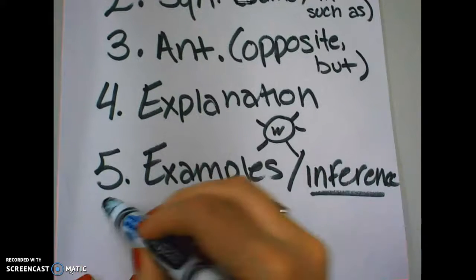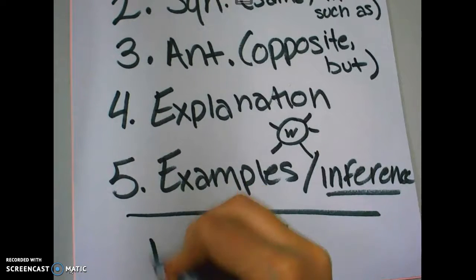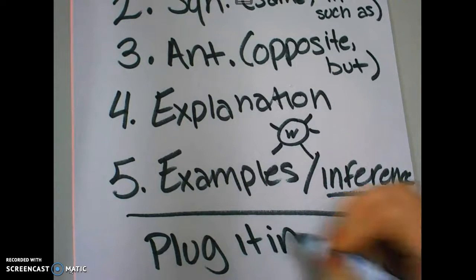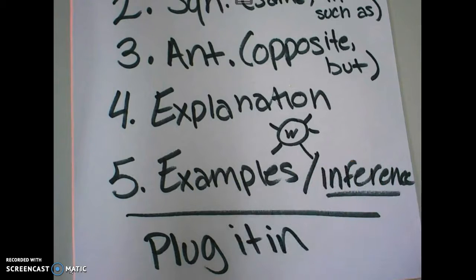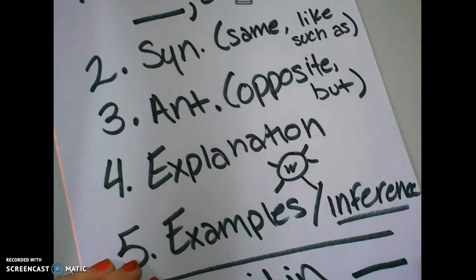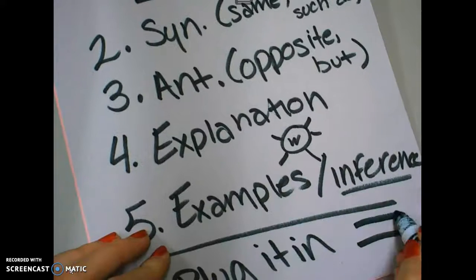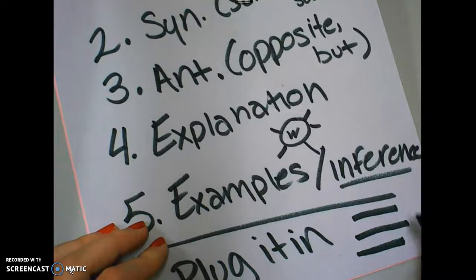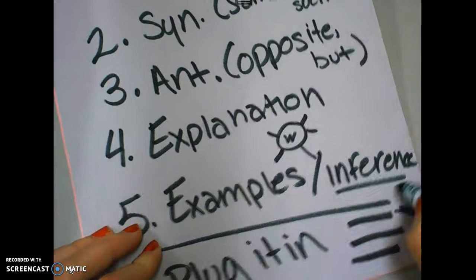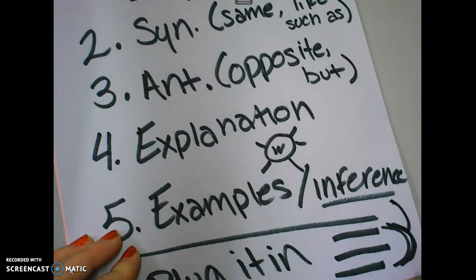Now on the tests, I use the plug it in strategy. And the plug it in strategy simply means that they have to take answer choices and plug it in for the words. You must look at the sentence it's in, the sentence before, and the sentence after. The reason why is because these sentences will include your 5 context clues.